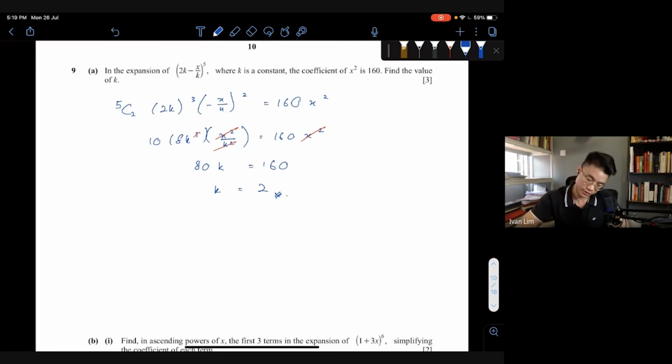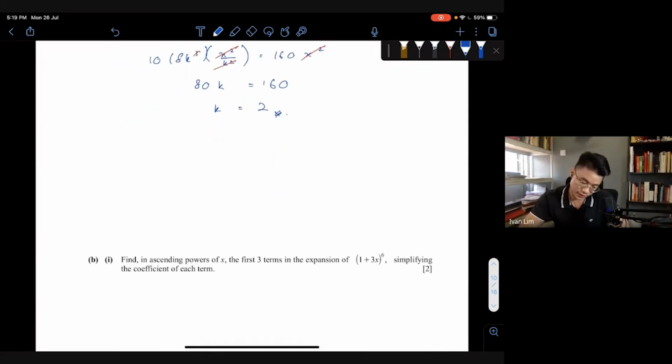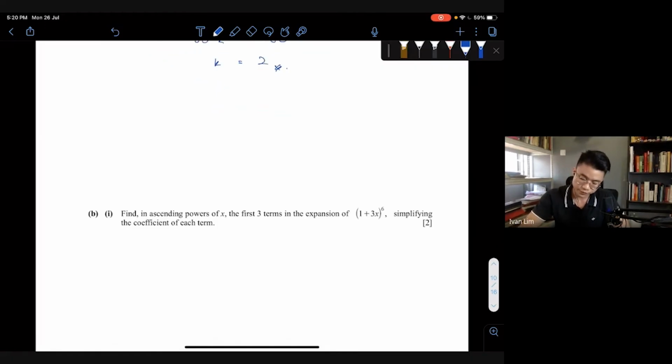Okay, next one. Find, in ascending powers of x, the first 3 terms in the expansion of (1 + 3x)^6, simplifying the coefficient of each term. Okay, so it's a 2-mark question. First 3 terms, what do you all get?